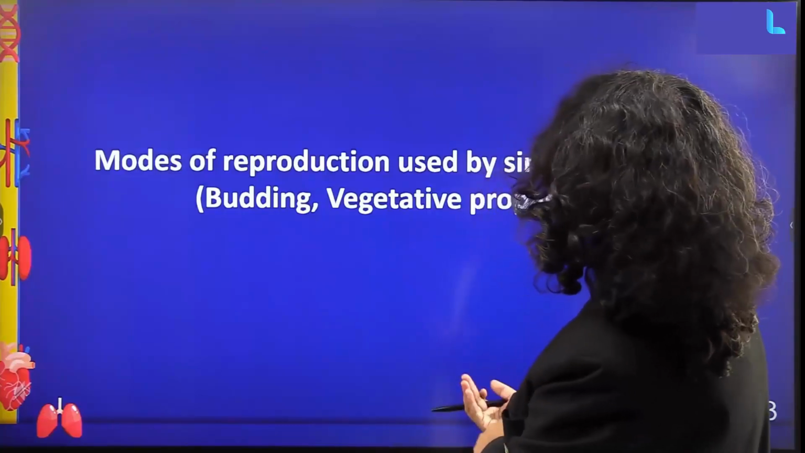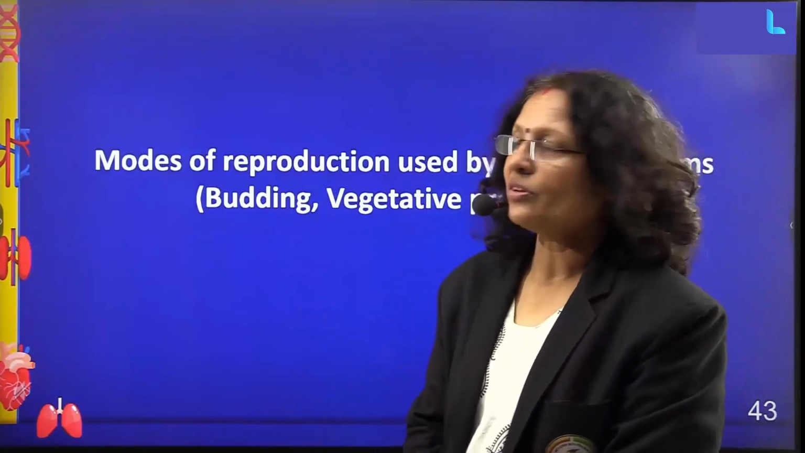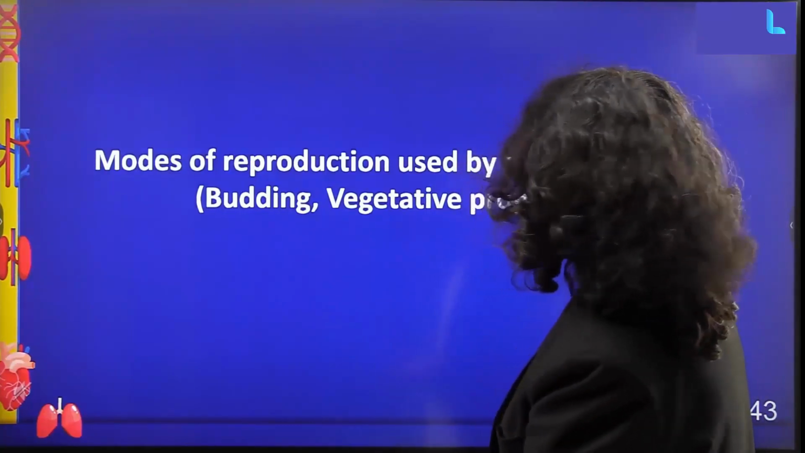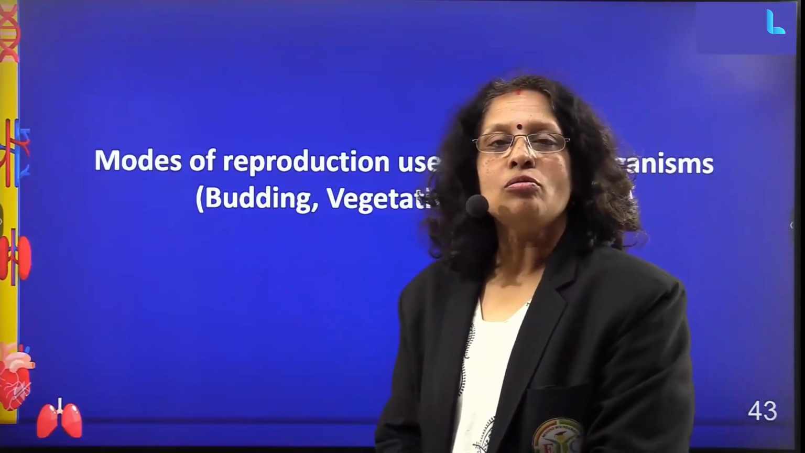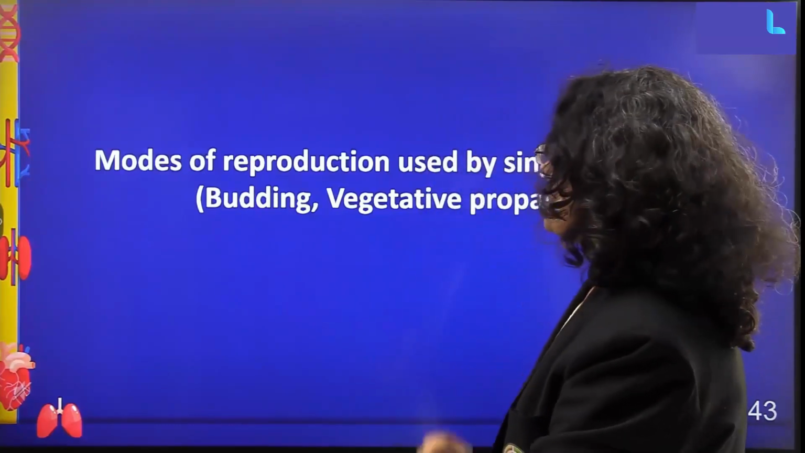Now budding and vegetative propagation are also methods where a single organism can be made into multiple organisms. Okay, so we have seen fission.